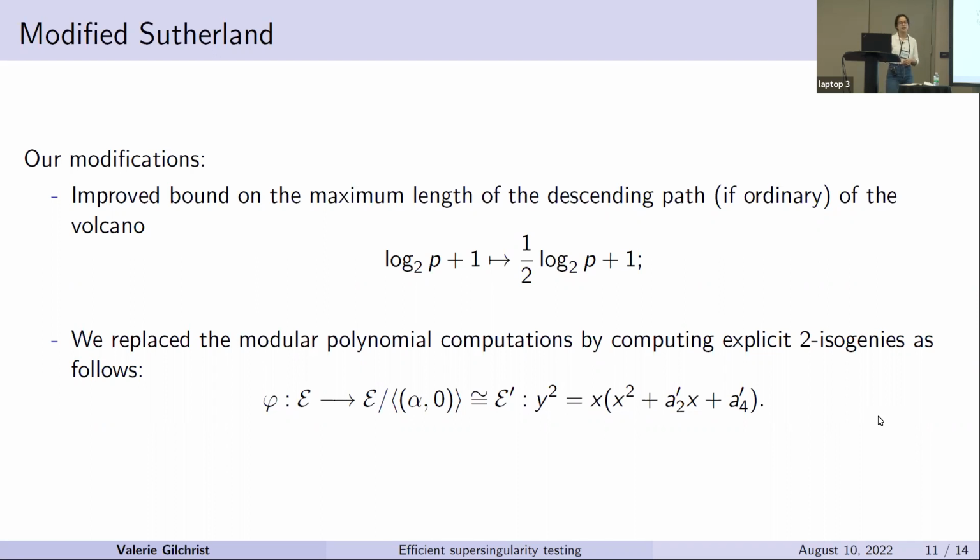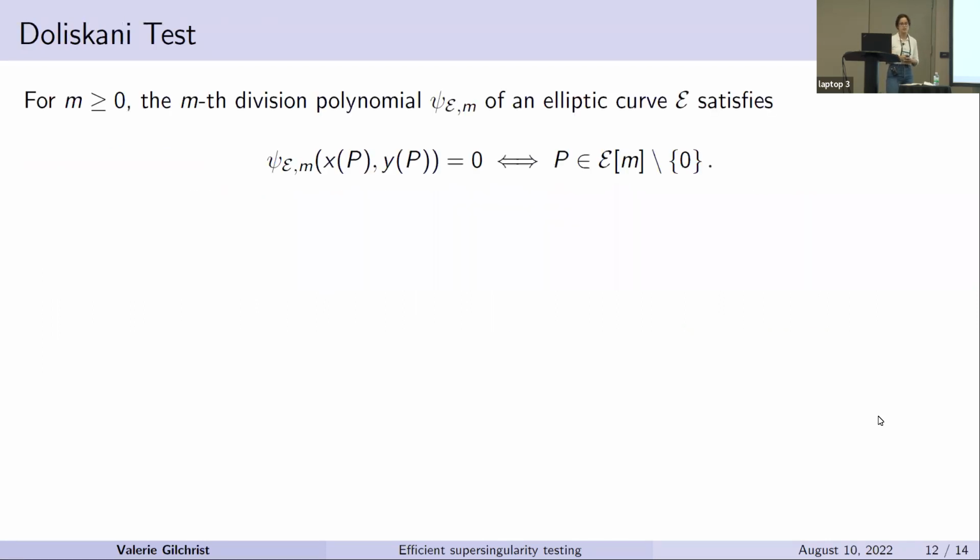The second algorithm we looked at is due to Doliskani, and it uses something called division polynomials. So a division polynomial has this really nice property that for the mth division polynomial, a point evaluated in this polynomial will be 0 if and only if that point was an m-torsion point.